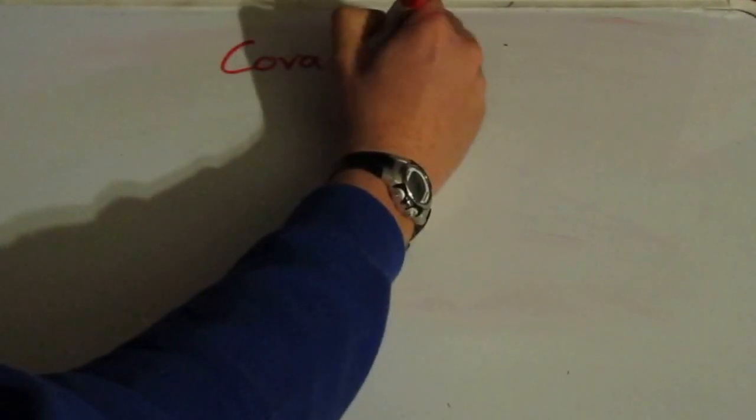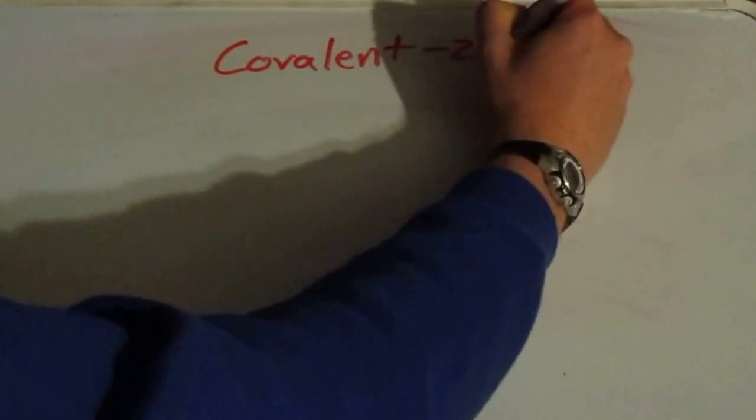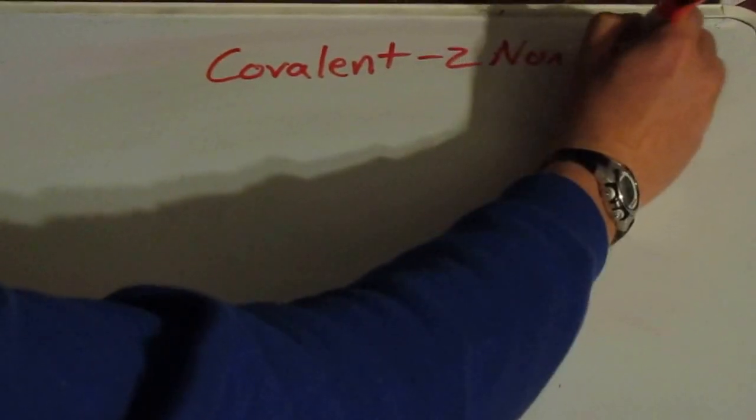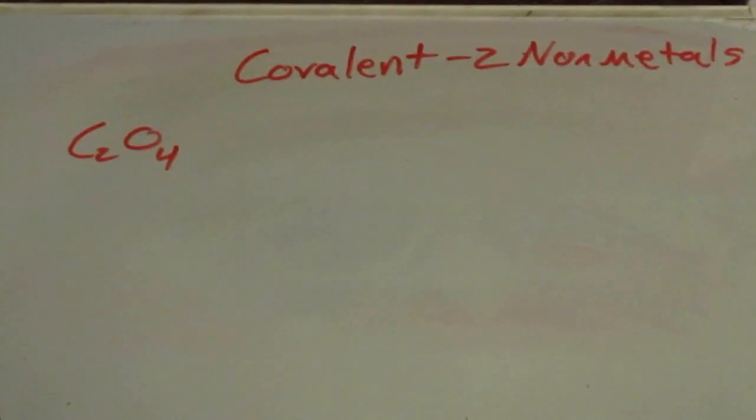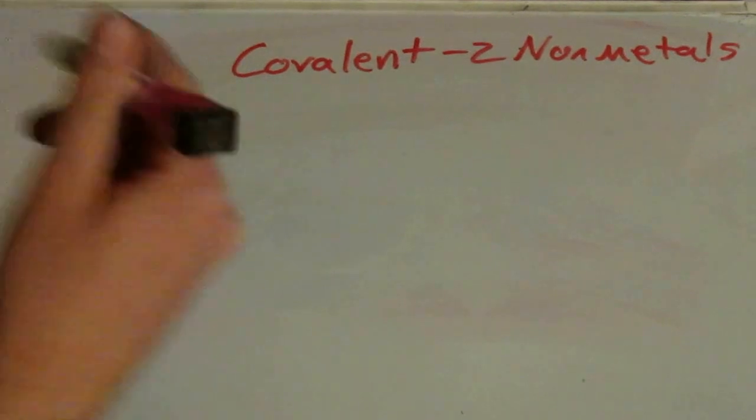A covalent compound is one that is made up of two nonmetals. For example, something like C2O4. I'm just going to check to make sure that you guys can see that. I think that's big enough.